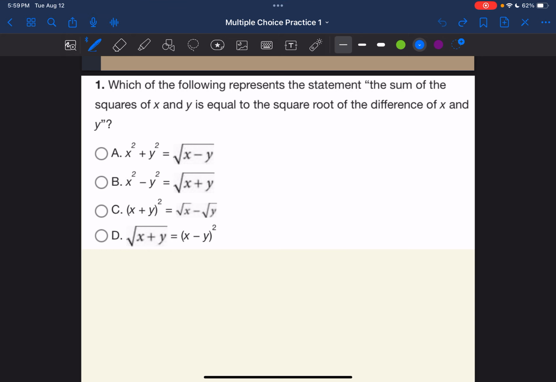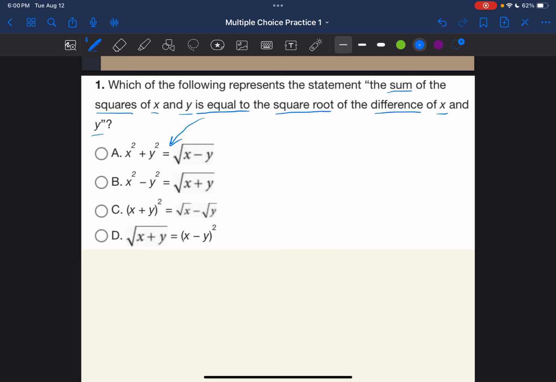While this is very wordy, my first thought is to try and break it into mathematical terms. A very clear one is "equal to". This will basically be our equal sign in the middle of all of these equations. And from the left, which reads the sum, so sum is pretty important, of the squares of x and y. And on the right-hand side, we have the square root of the difference of x and y.